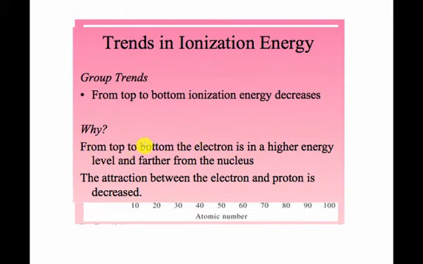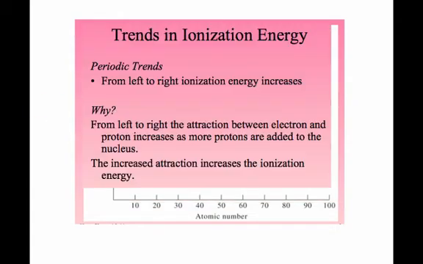So therefore, from top, oops, my fault, wrong button. From left to right, the attraction increases because of the number of protons. So the ionization energy goes up. So it's harder to remove electrons on the right side of the table.